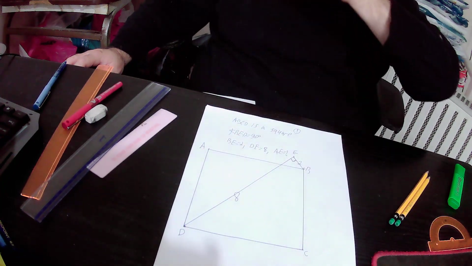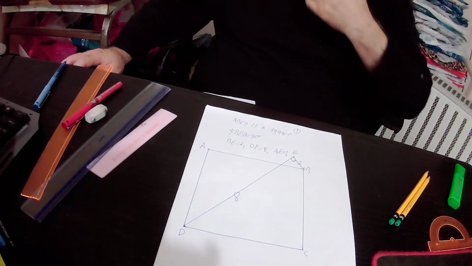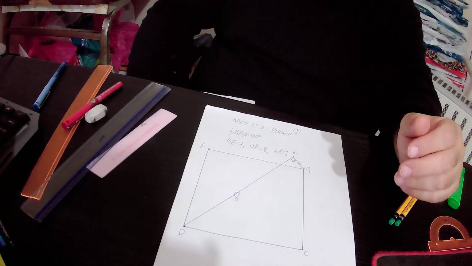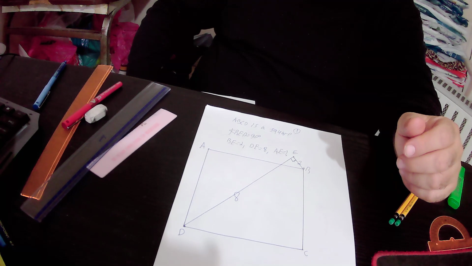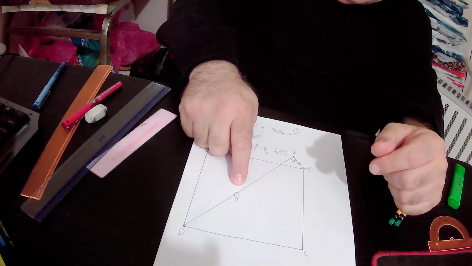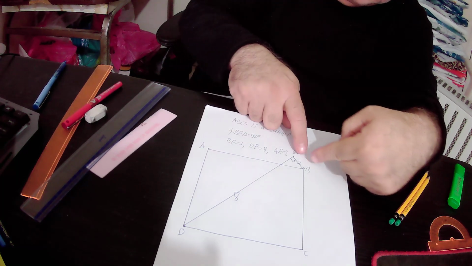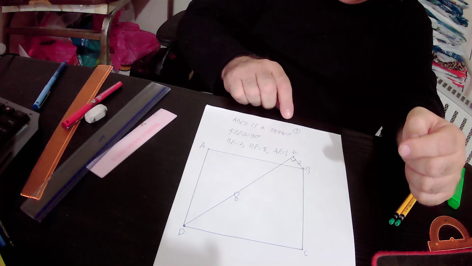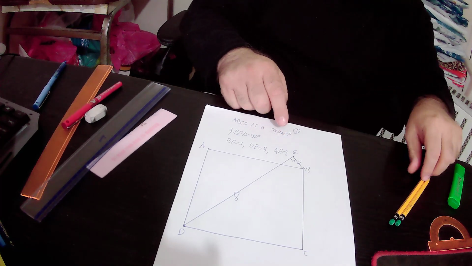Hello, in this lecture we will find the size of line segment AE. In the drawing we have square ABCD. We know that line segment DE equals 8 units, line segment EB equals 2 units, and we want to find out the size of line segment AE.